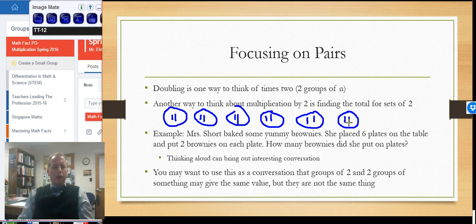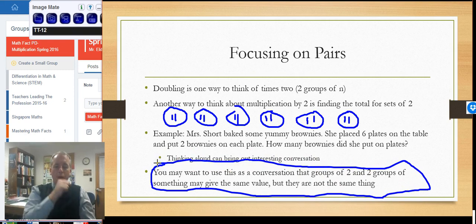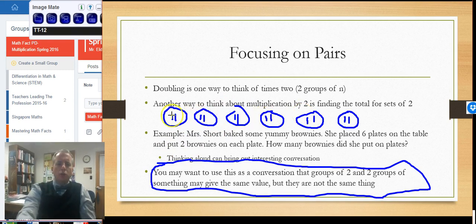And as we look at this, one thing is being able to draw it out. Another is being able to connect it to the problem. And then the last bullet kind of asks us to think about this, that groups of 2 and 2 groups of something may get the same value, but they're not the same thing. So Mrs. Short puts 2 on each plate. Well, is that the same as having 2 plates of 6, right?